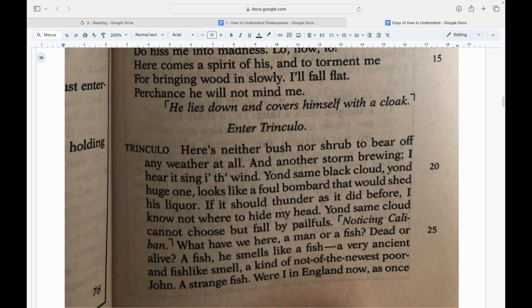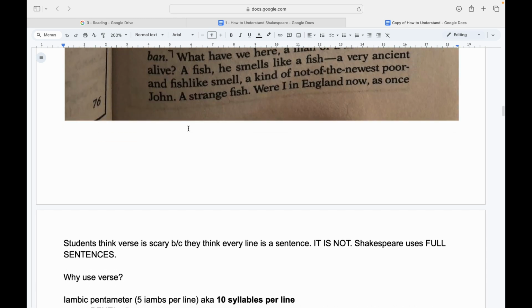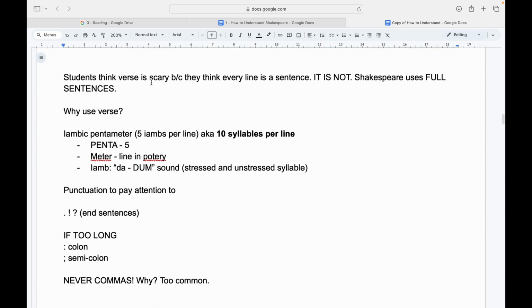We have prose. The challenging writing that scares high school students is this, where the lines don't go to the end of the page. What you have to realize is that with Shakespeare's use of verse, people think that every line is a sentence, but it's not. Shakespeare does use full sentences, and the reason why he uses verse is he has to write in a way called iambic pentameter, or 5 iambs per line. An iamb is just simply the da-dum sound, a stressed and an unstressed syllable. 5 iambs per line will give you 10 syllables per line.